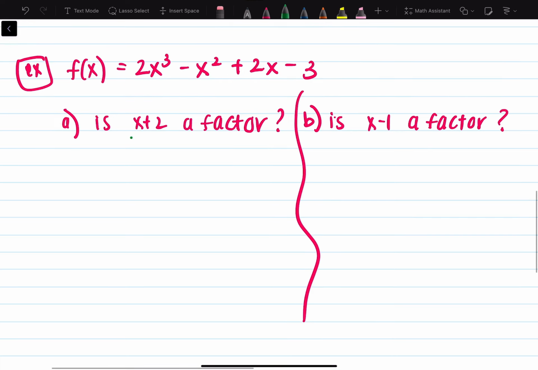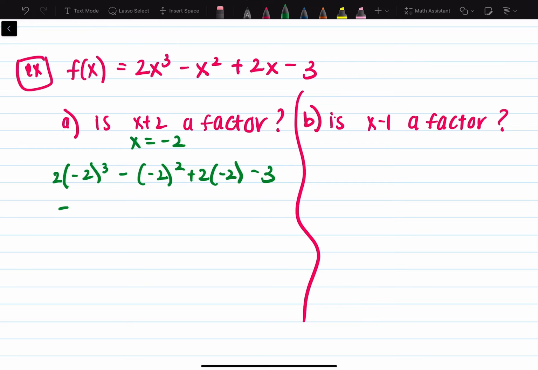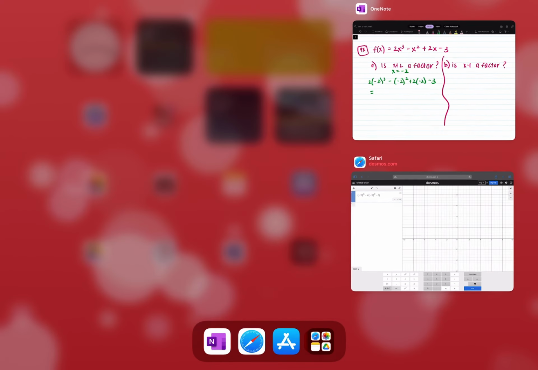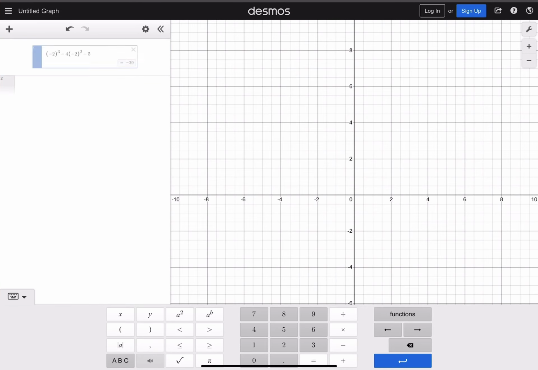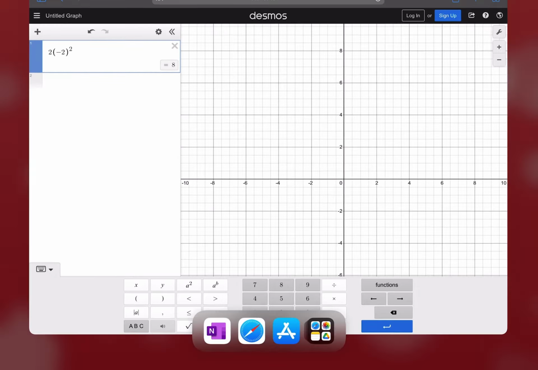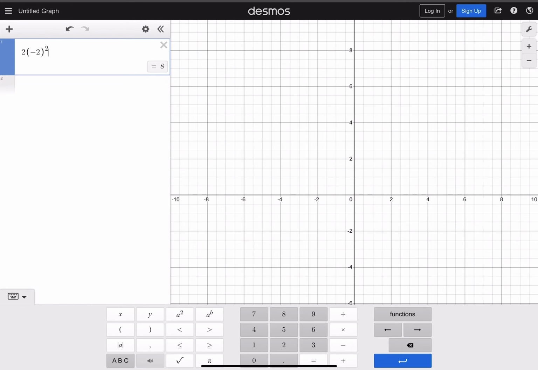Well, let's first figure out what's our value of x that makes this equal to 0, and in this case it's -2. So I'm going to go ahead and substitute in -2 into this polynomial, and make sure you be very careful when you're substituting in. I'm going to go ahead and use Desmos, so this will be 2 open parentheses, -2, close those parentheses, squared. Oh, no, sorry, cubed. Let's delete and change that to cubed.